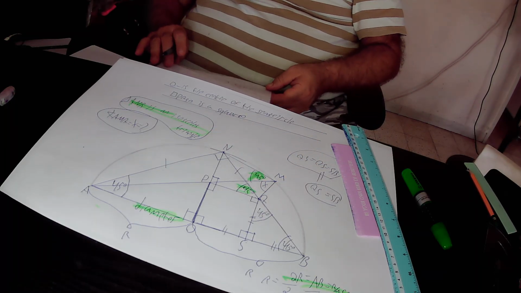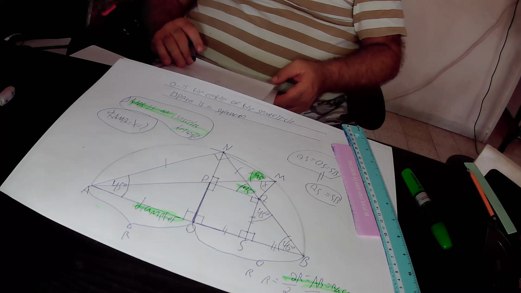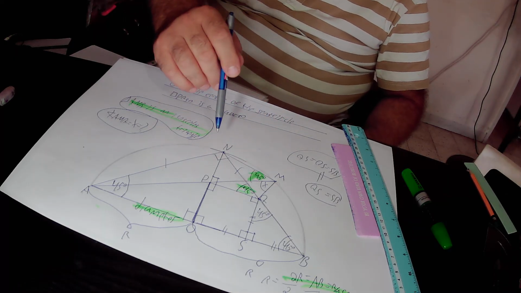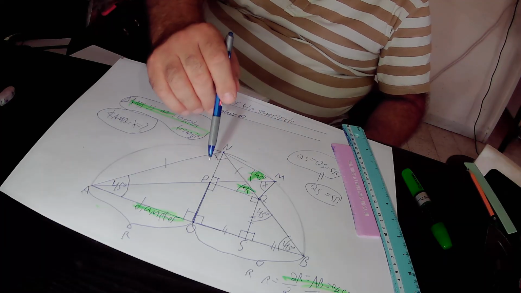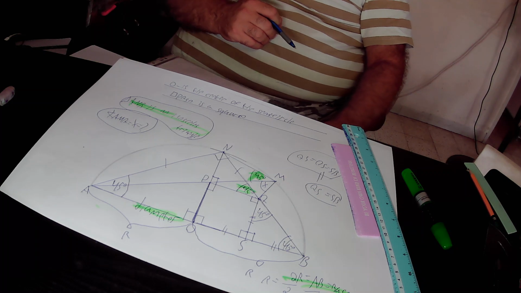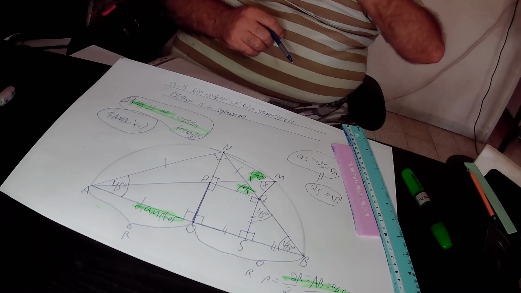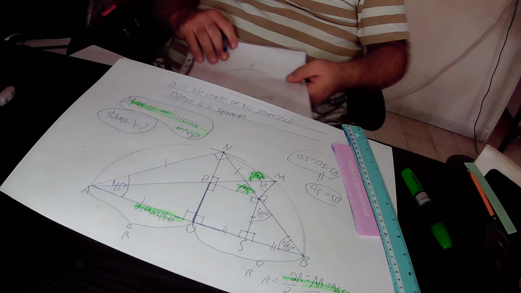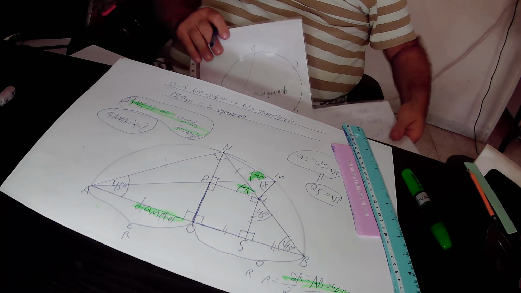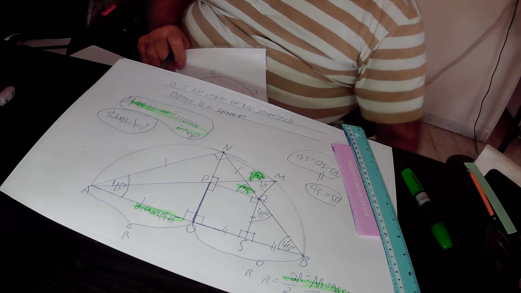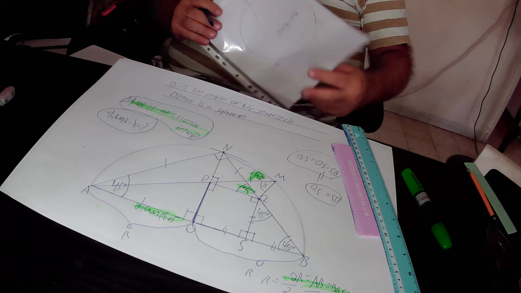So, in the next step, I will prove that quadrilateral NMQP, this is quadrilateral NMQP, is a cyclic quadrilateral. That is to say, quadrilateral NMQP can be inscribed by a circle. So, what is the meaning of a quadrilateral that can be inscribed by a circle?